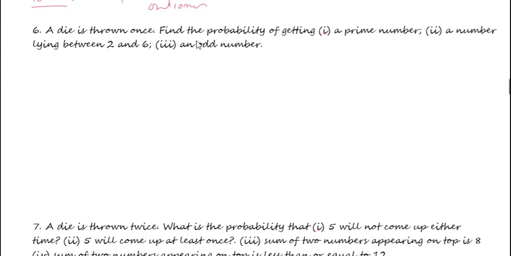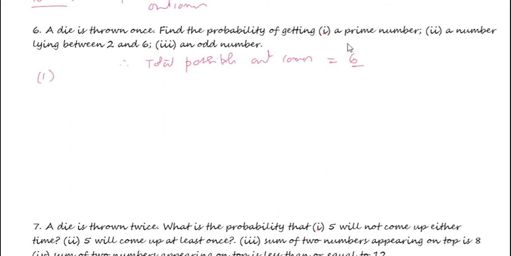A die is thrown once. Find the probability of getting a prime number, a number lying between 2 and 6, and third, an odd number. First one. Now before that, a die is thrown once. Therefore, total possible outcomes can be any one of the sides. So it is 6. Either 1 can come up or 2, 3 up to 6.